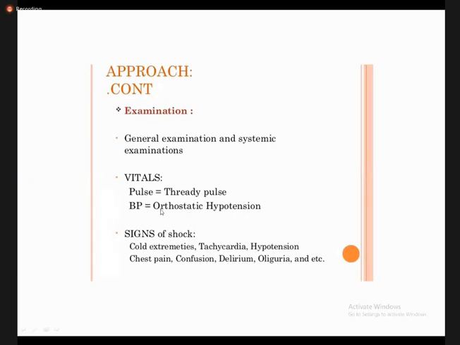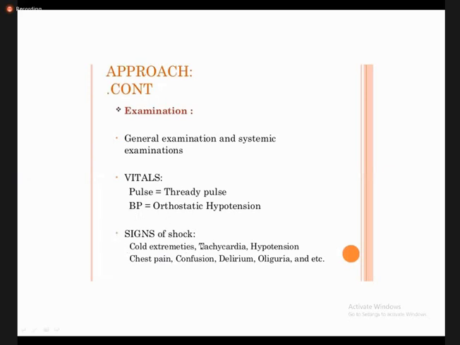Orthostatic means a blood pressure shift of more than 10 millimeters in systolic pressure between the patient lying down, supine, and standing up. This is called orthostatic hypotension.